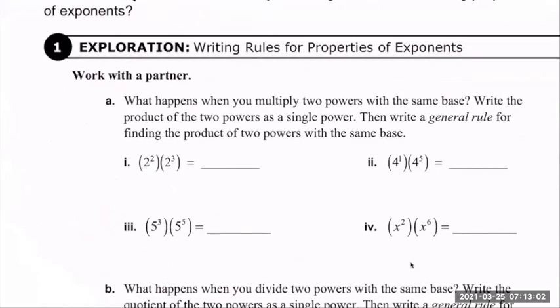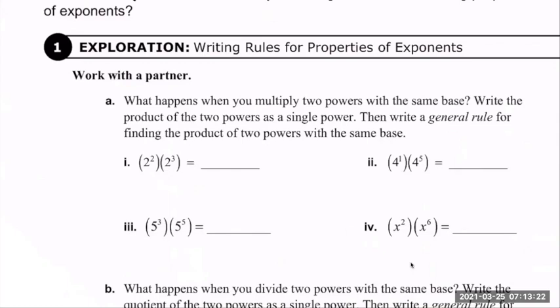So we're going to start off with some multiplication. So it says, what happens when you multiply two powers with the same base? Write the product of two powers as a single power. Then write a general rule for finding the product of two powers with the same base. So that has a lot of words and it has a lot of vocabulary in it.